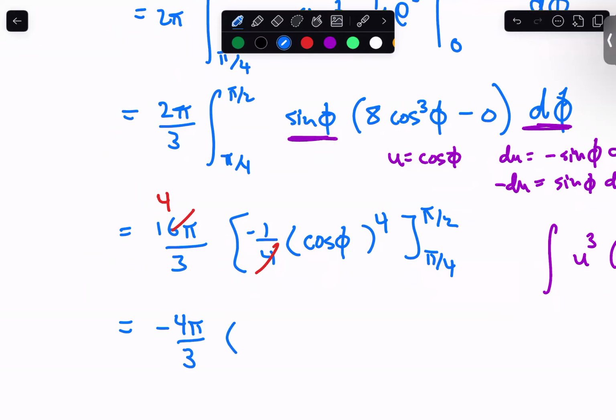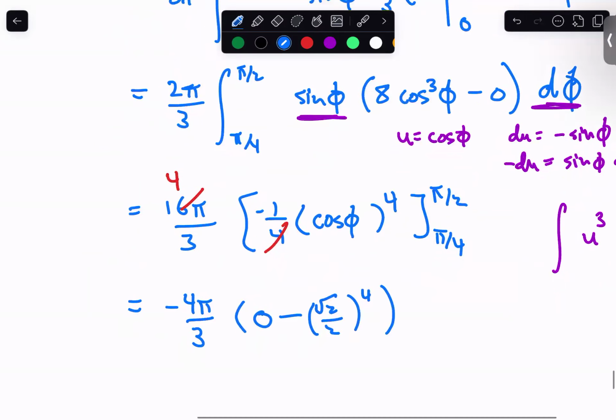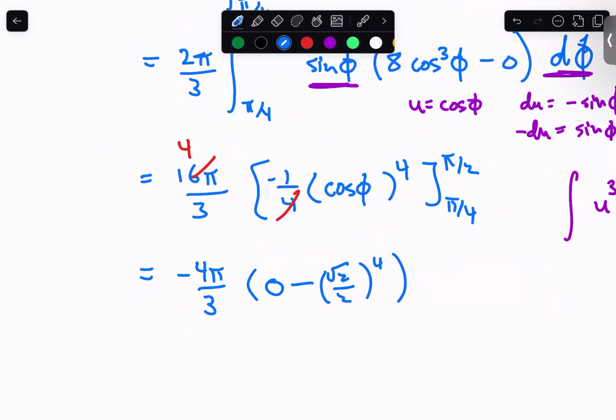So cosine of pi over 2 is 0. Raise that to the fourth power, it's still 0. Cosine of pi over 4 is root 2 over 2. Raise that to the fourth power. Well, we've got a little bit of work to do here. But at the very least, I see we have these two negative signs, so those should nicely cancel out. I'm happy about that. We should get a positive answer here.